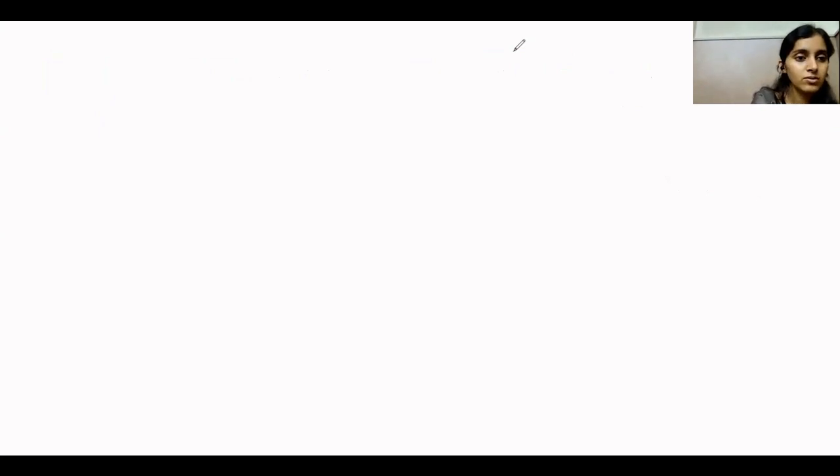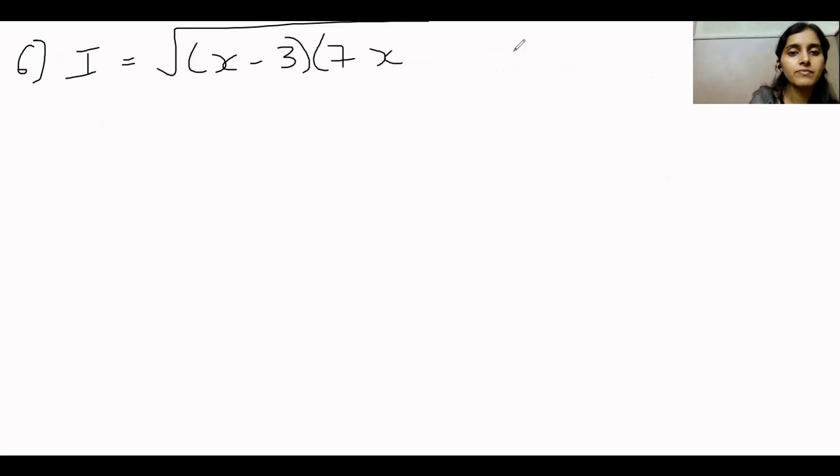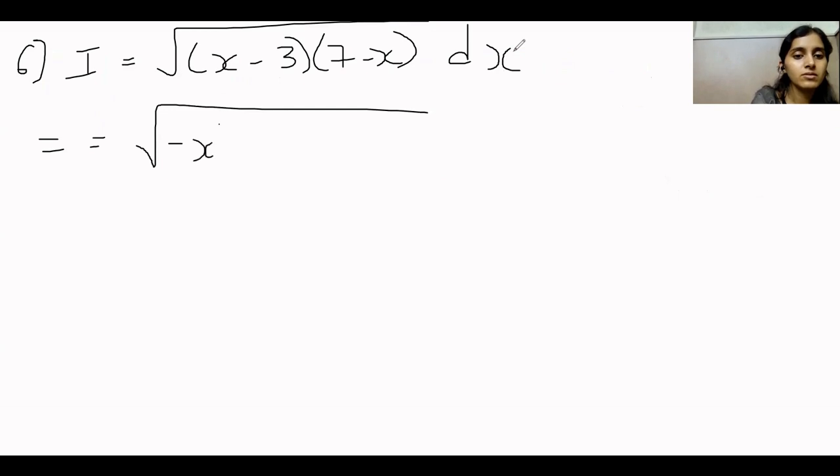Sixth one now. So it is integral root of x minus 3, 7 minus x dx. How do we solve this type now? So we are going to multiply the brackets here. When you multiply, then you get minus x square plus 10x minus 21 dx. Now how would you solve this?